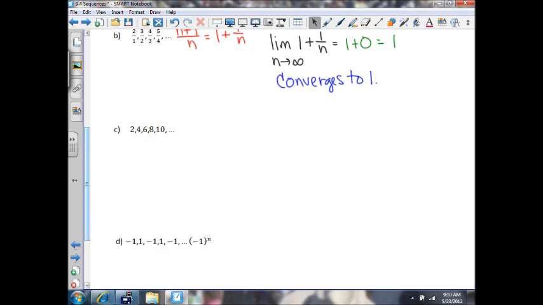Now in C, again, we don't have what we need, but it'll be 2n. If our first term is 1, 2 times 1 is 2, 2 times 2 is 4, 2 times 3 is 6, 2 times 4 is 8, 2 times 5 is 10. It's going to keep going on and on like that. So we're going to find the limit of 2n as n approaches infinity, which will be infinity. 2 times infinity is 2 infinity. So this actually diverges according to our definition of convergence and divergence.